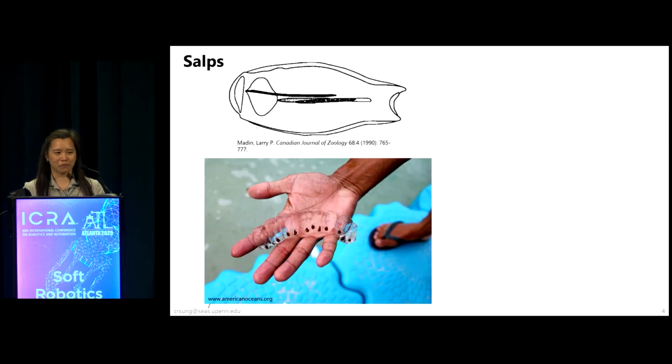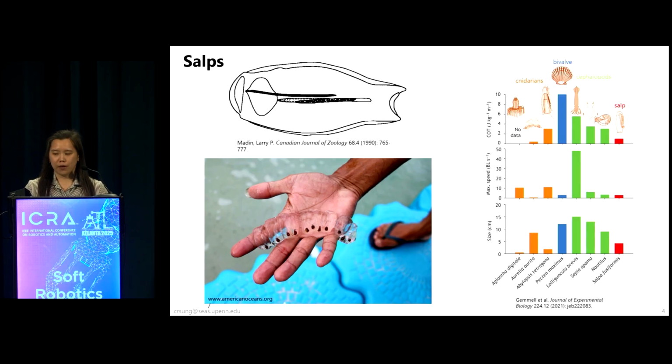And these are salps. So how many people here have heard of salps? Okay, few hands. So salps are these underwater jellies. They're tubular in structure. You can see a picture here of a salp chain on a person's hand for scale. They're somewhere between 1 centimeter and 10 centimeters in size. But they use their tubular bodies in order to create jets.